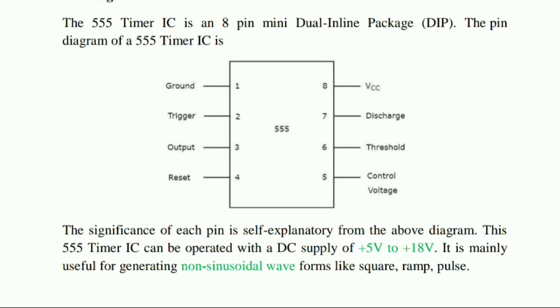There are chances that bits can come from this pin diagram. Pin number 1 is ground. Generally, in any pin diagram, ground and supply VCC are common. Ground is pin 1 and the last one is VCC, the 8th pin. The second pin is trigger, the third pin is output, the fourth pin is reset, used to reset the output. The fifth pin is control voltage, the sixth pin is threshold, and the seventh is discharge. So these are the 8 pins.